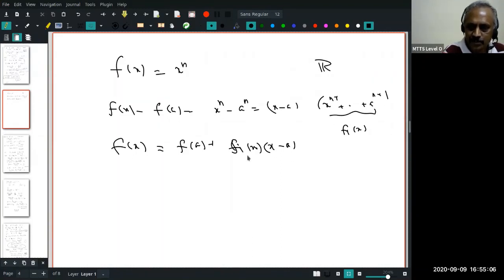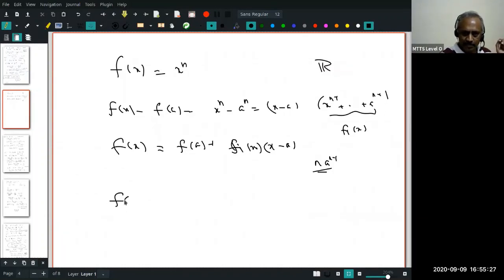Therefore, what is the derivative? The derivative is f1 at a. What is f1 at a? A to the power n minus 1, n times. Therefore, the answer is n into a to the power n minus 1. How many of you understand this? This all I did in the last lecture when I computed that example, the derivative of this function.